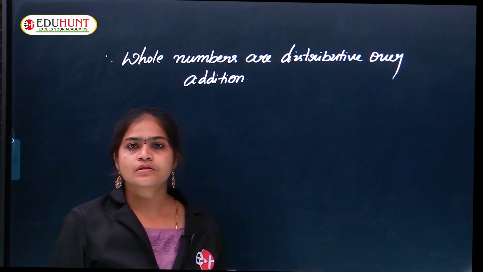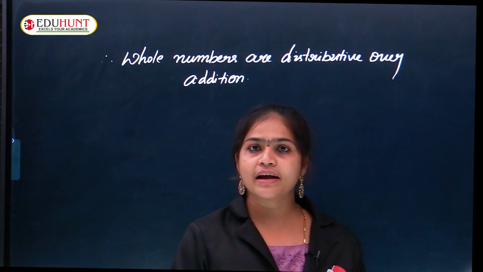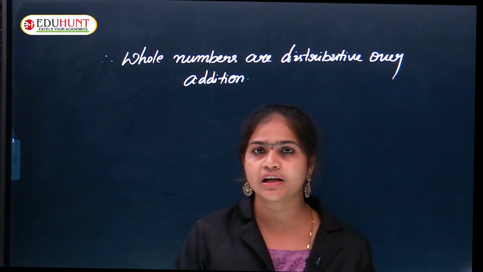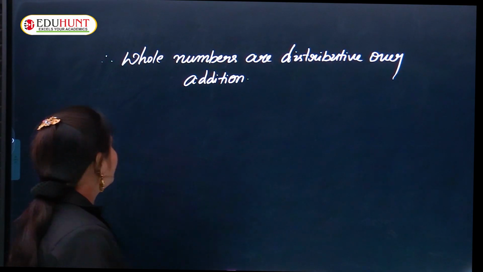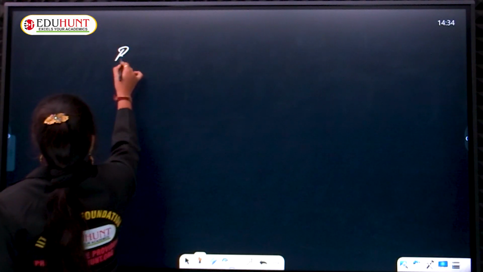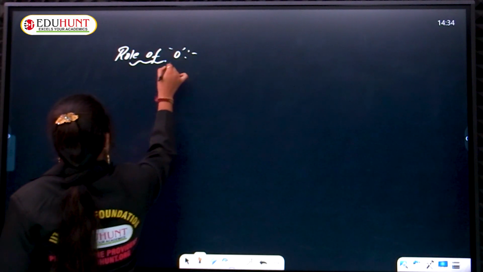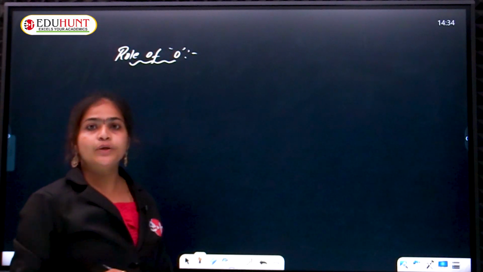Understood, ma? So this is about that distributive property. Okay, and finally we are having the two more properties. What are those? Rule of 0 and rule of 1. Next children, see that rule of 0. Actually here rule of 0 is nothing but additive identity.